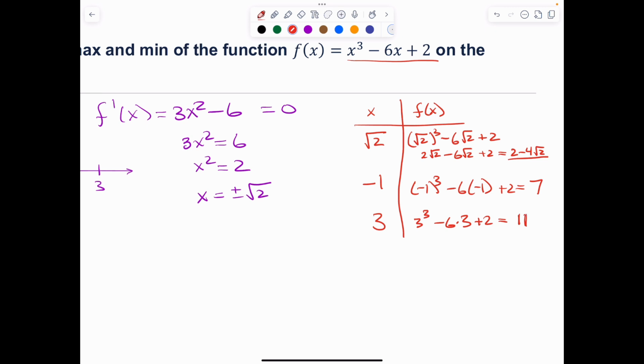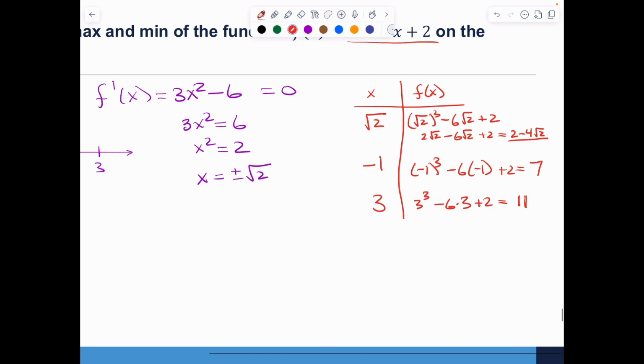Okay. So it actually doesn't matter that I don't know what 4 radical 2 is, because that's going to be the minimum. So the final answer is the minimum. You can do this on a calculator if you want to, but I just don't want to have to. So here's how I'm going to write this. The minimum value of f of x is 2 minus 4 radical 2.